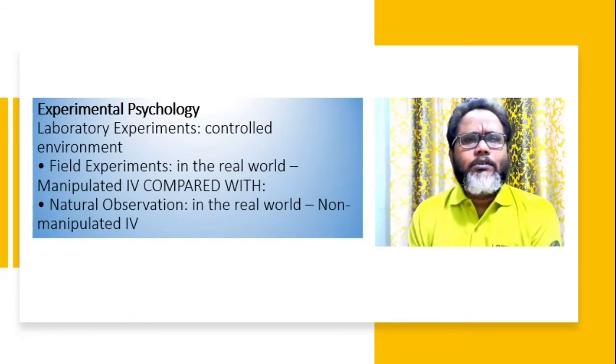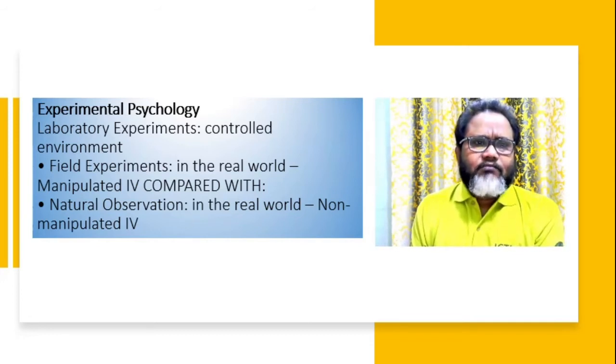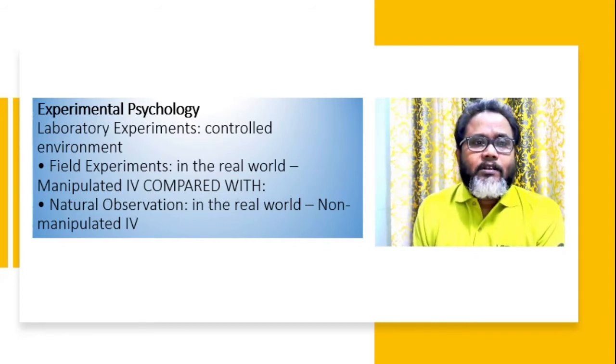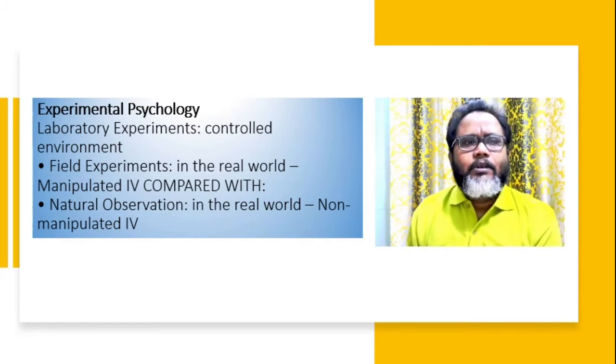And you know, experimental psychology. In experimental psychology, we usually go for the laboratory experimental control environment, the field environment, natural observation in the real world, non-manipulated IVs also. So some things are there. And regarding experimental psychology, some of the things are the field experiment, the real world, manipulated compared with natural observation in the real world. Many times, all these things are not required, but still, in experimental psychology, we do.